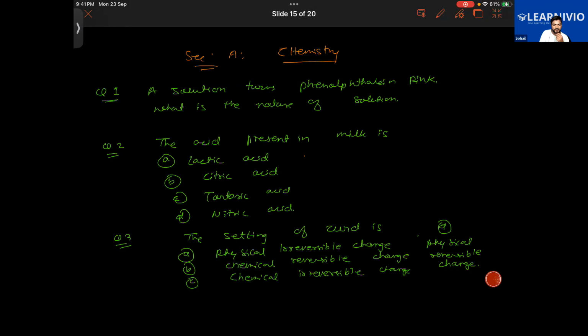Okay, tell me, when the color of the phenolphthalein will remain the same, in which situation? Both of you can answer this in the class. So neutral and acid. Okay, what about you, Priyanka? When the color of the phenolphthalein will remain the same, it will not change.